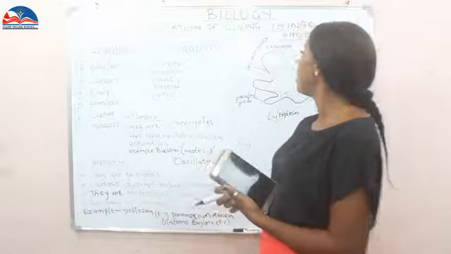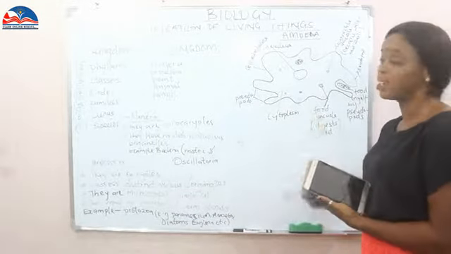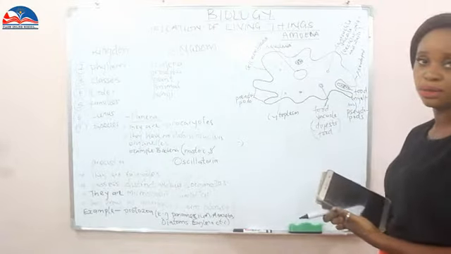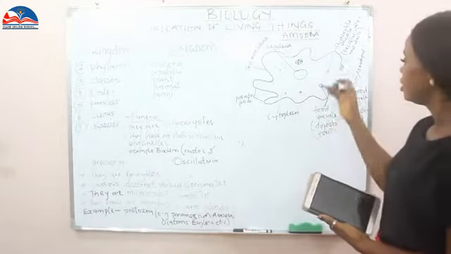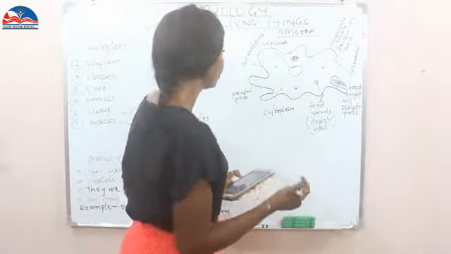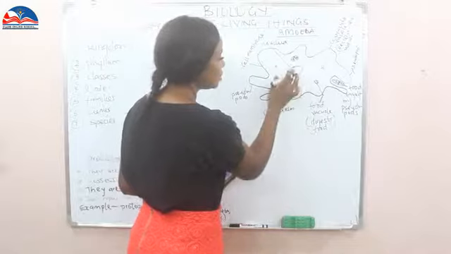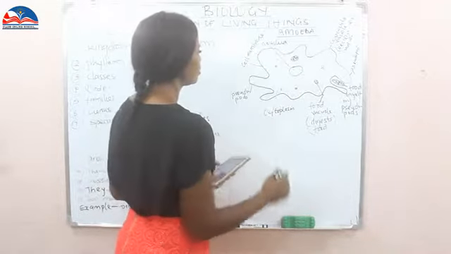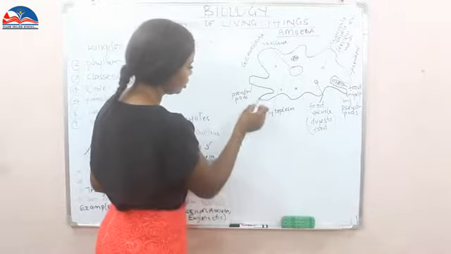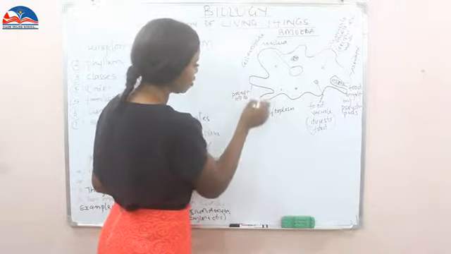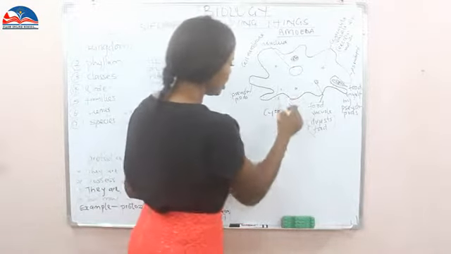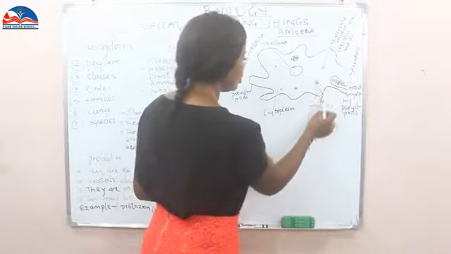Today we'll be drawing the diagram of the Amoeba. As you can see, it's already drawn here, so we're going to discuss a little about it. Let us discuss about Amoeba. This is the nucleus. Here, the cell membrane. Here, this sharp edge here is the pseudopods, the pseudopodia. Here is the cytoplasm. Here, food vacuole.